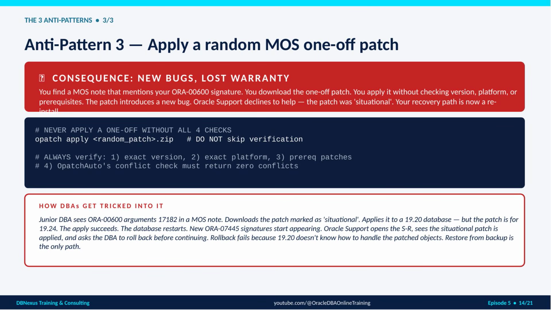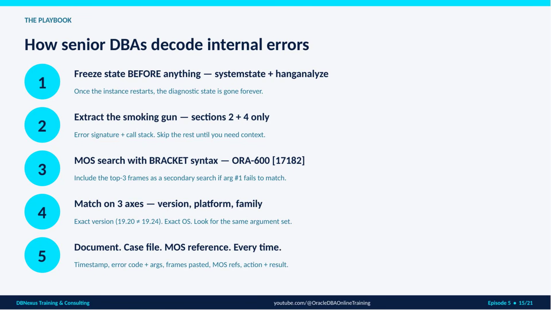The rule: never apply a one-off without all four checks: exact version, exact platform, prerequisite patches, and OPatch auto conflict check returns zero conflicts. Skip any of these and you're on your own. Okay, so how do the professionals actually handle internal errors?